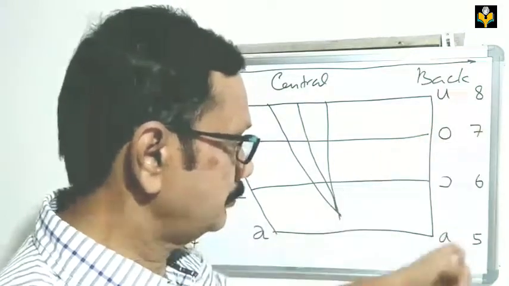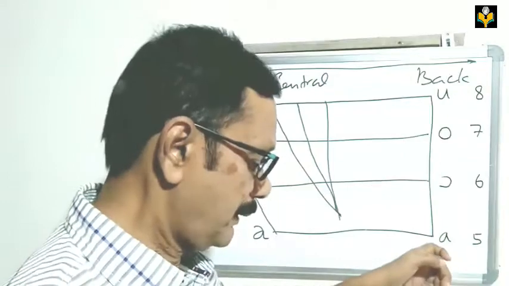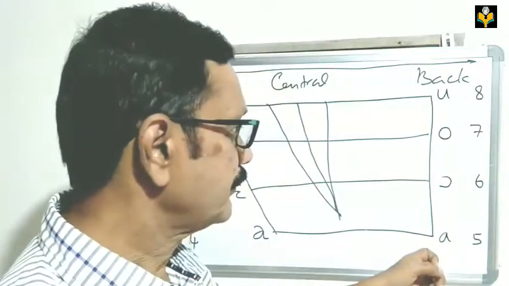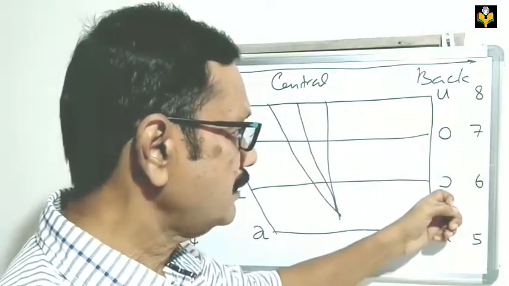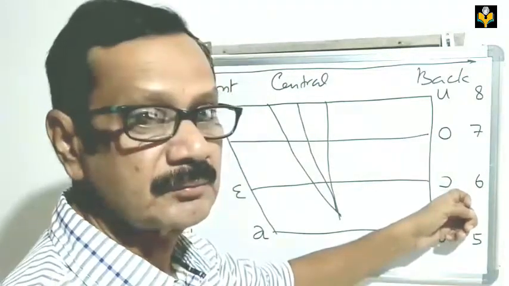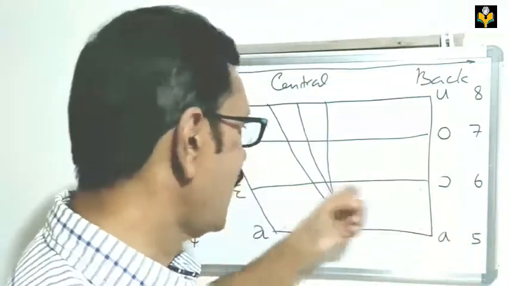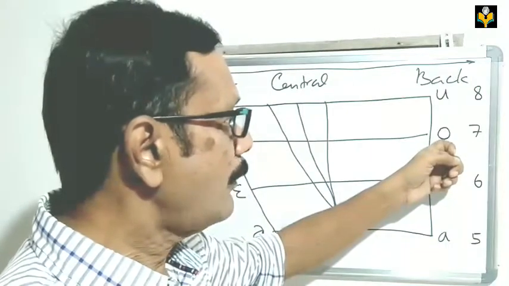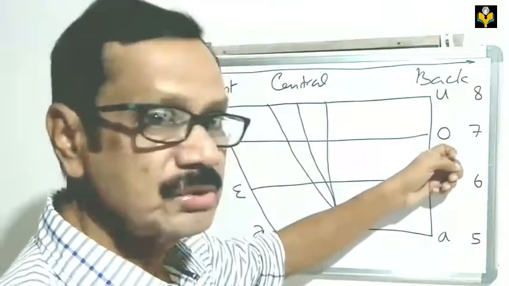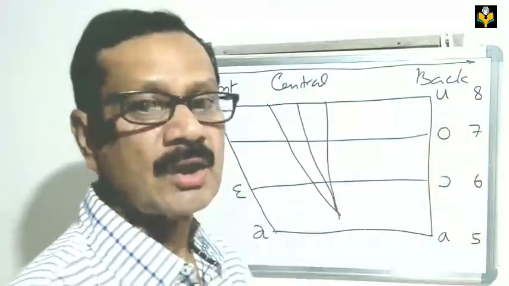So here the fifth one, it is back, open position, back open, unrounded. So next one, the sixth one, back half open, rounded. It is like O. Then this, back half close, rounded. This is back close, rounded.